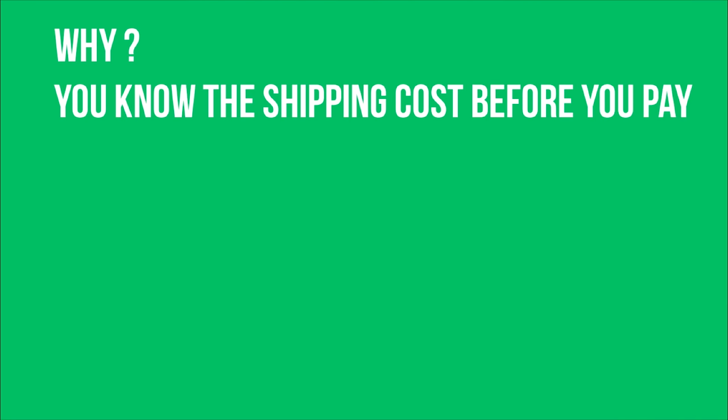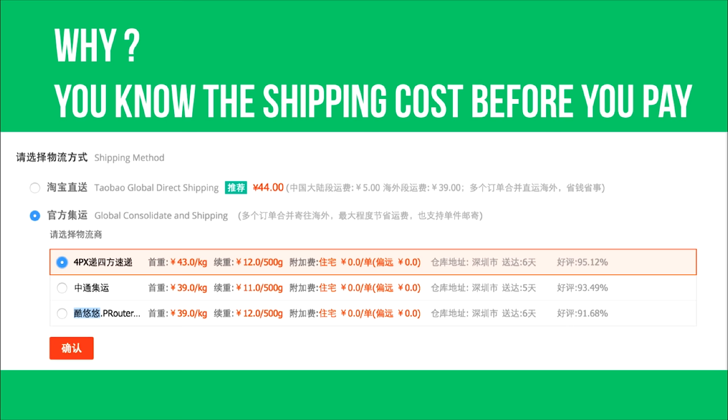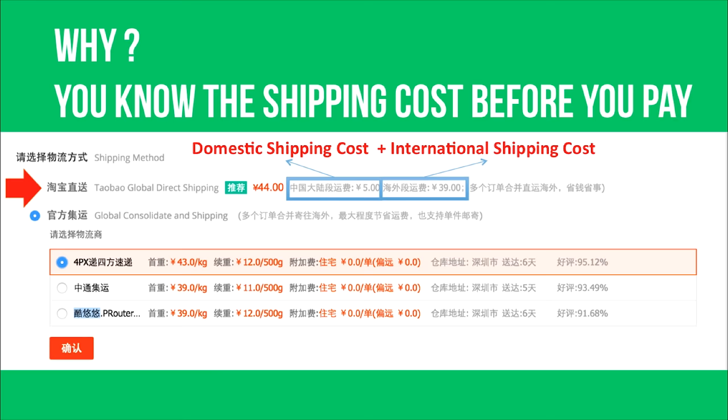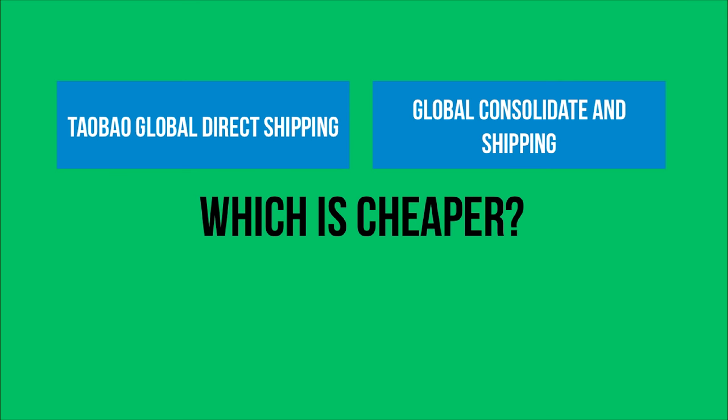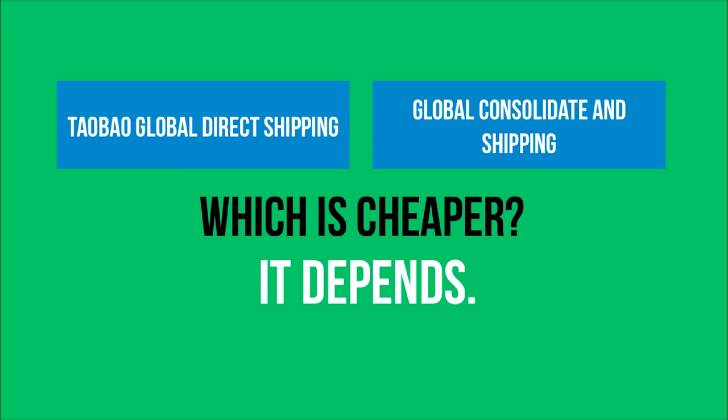Secondly, you know the shipping cost before you pay, and this is how it looks like. There are two components to this. One is domestic shipping cost and the other one is the international shipping cost. So which is cheaper? This is something that everyone is asking, but frankly, it depends. There are mixed reviews online and you can find different accounts of different people having different experiences with different shipping methods. The only way to really find out is to ship the same items through both of the channels and see which one is cheaper. Therefore, we don't know for sure.